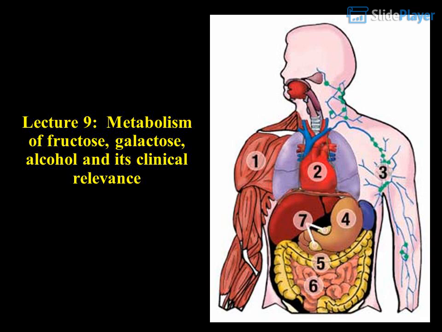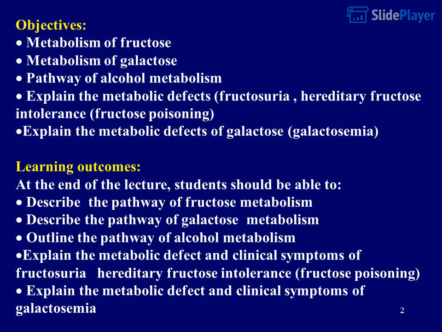Lecture 9, Metabolism of fructose, galactose, alcohol and its clinical relevance. Objectives. Metabolism of fructose. Metabolism of galactose. Pathway of alcohol metabolism. Explain the metabolic defects, fructosuria, hereditary fructose intolerance, fructose poisoning. Explain the metabolic defects of galactose, galactosemia.